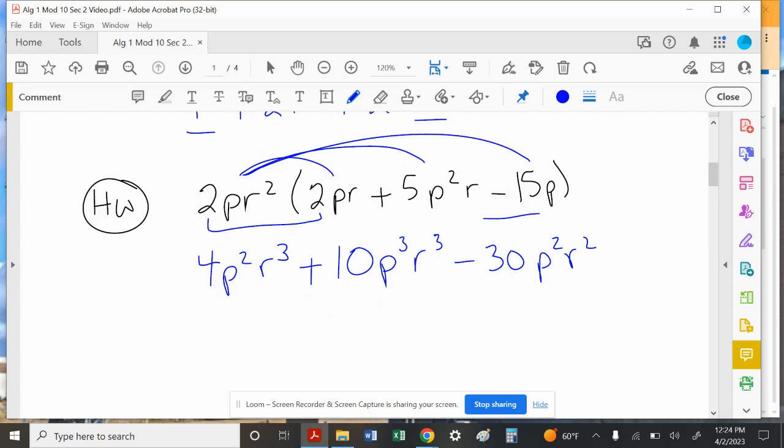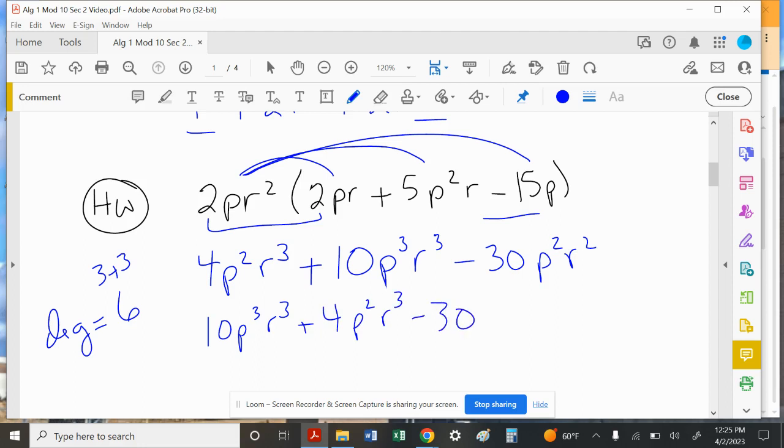Now, you'll notice this is not in the correct order. The highest degree is 6, so the degree of this particular polynomial is 6. Why is that? Because of the 3 plus 3 powers that are there. Over here we have 5, and here we have 4, so this is my highest power. So I would rewrite it as 10p cubed r cubed. Next in line is plus 4p squared r cubed. Then finally, the last one in line would be negative 30p squared r squared. Now remember, my degree is 6 because of those numbers right here.